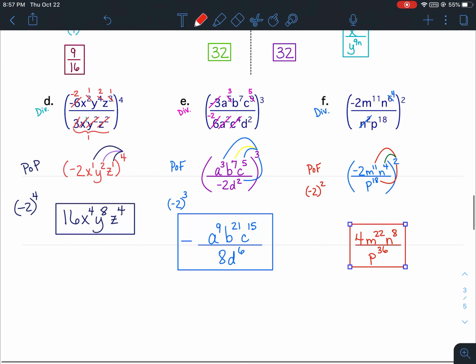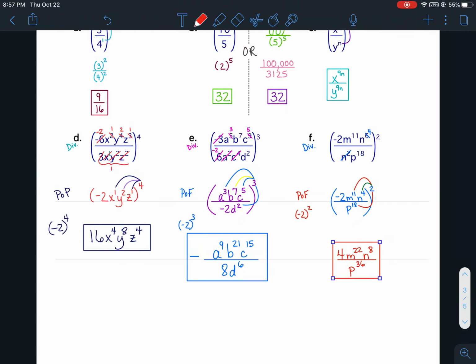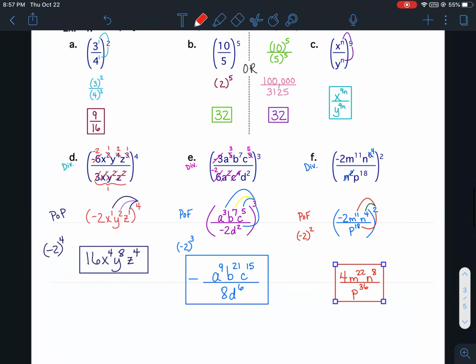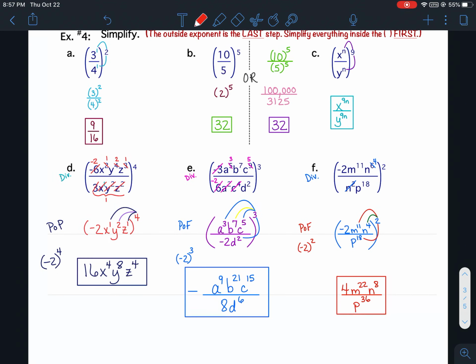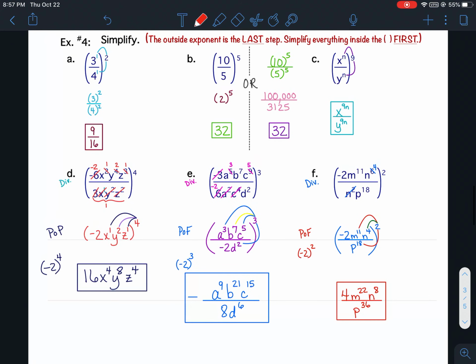Okay, so that is it for example number 4. If you have any questions on any problems in example 4, please do not hesitate to ask.